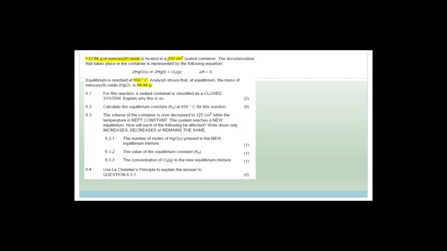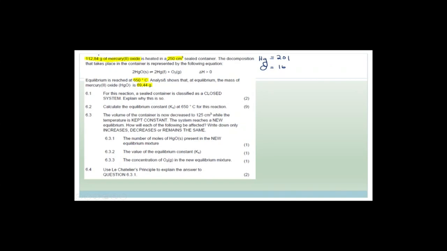Okay, so again, grade 12s, what did I say to you yesterday? I said to you, you need to have all your data sheets with you, including your periodic table. I'm going to be nice. I'm going to tell you what the molar masses are. The molar mass of mercury is going to be 201, and the molar mass of oxygen is 16. That's all you need to know in order to be able to solve these problems, okay? Because the Kc table includes moles, not grams.